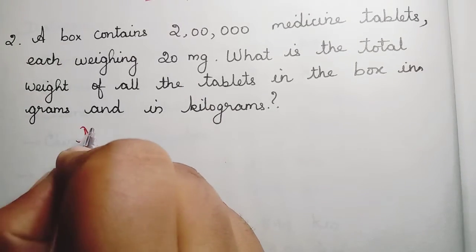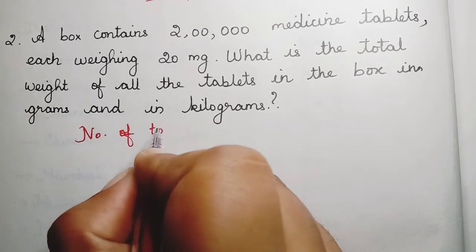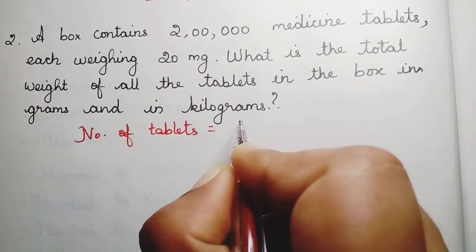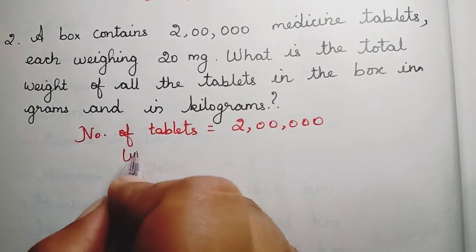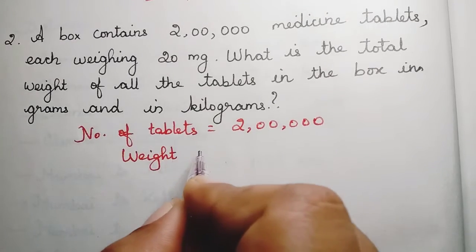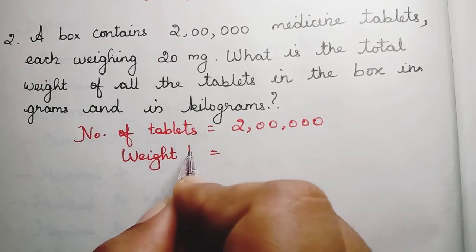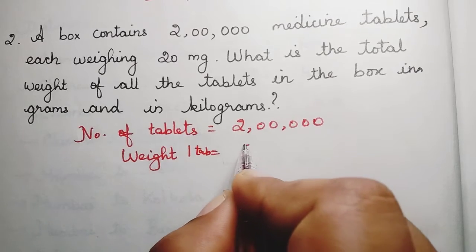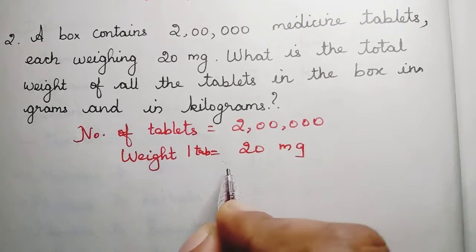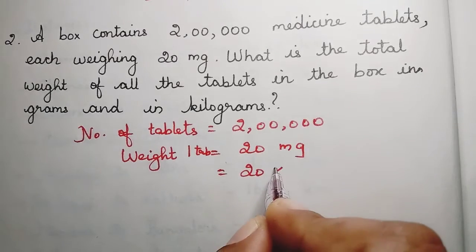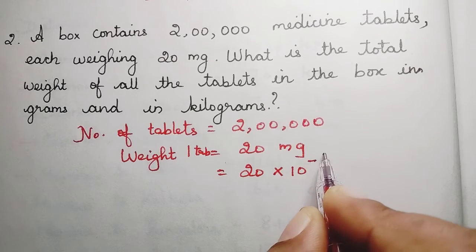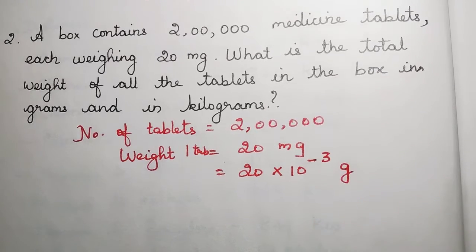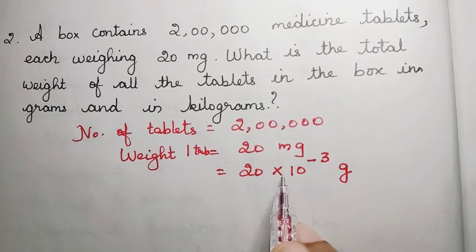So number of tablets equals 2 lakh. So weight of one tablet is equal to 20 milligrams. We will convert it into grams, right? So this milli is equal to 10 to the power minus 3 grams. So we have converted it into grams now.